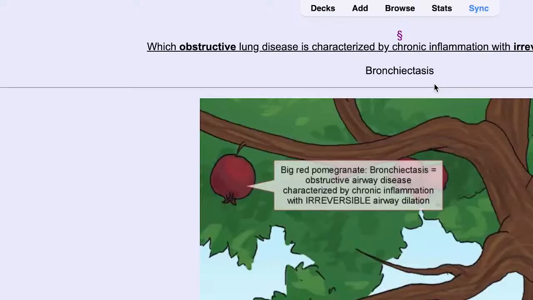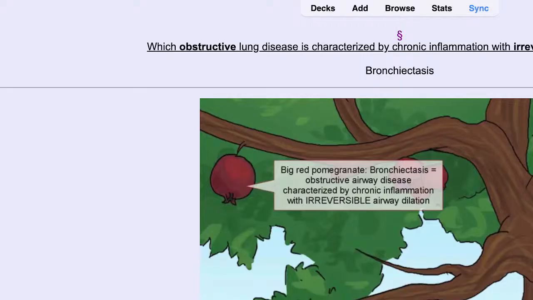Now, obstructive lung disease. There is chronic inflammation with irreversible airway dilation. I'm not sure. Irreversible. Oh wait, COPD? Never mind. It's the bronchiectasis. Okay, kind of weird.